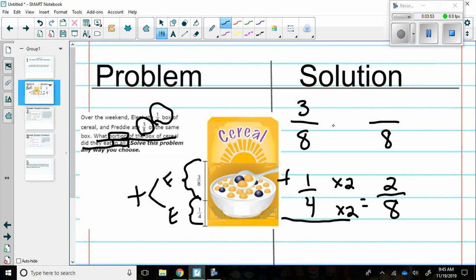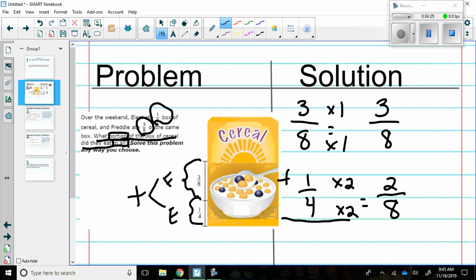Next, I want to do the same with the other fraction. I know 8 can go into 8 one time. So I'm going to multiply 8 times 1 to equal 8. Now remember, if I do it for the denominator, I need to do it for the numerator as well. So if I take 8 times 1 on the bottom, then I need to take my numerator and multiply it by 1 as well. 3 times 1 is 3.